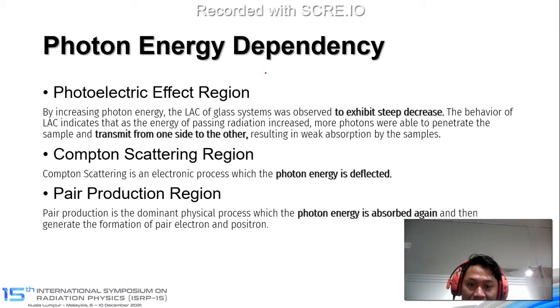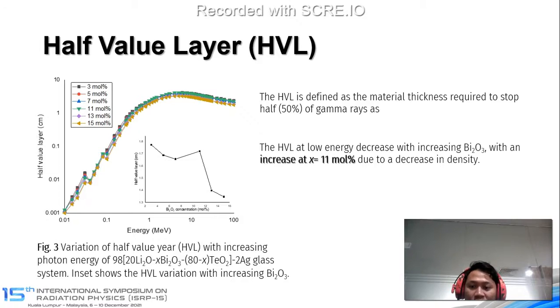For the photon energy dependency, we can see the LAC decreases at first in the photoelectric effect region. It is due to the transmission of photon energy. And then in Compton scattering, we can see that it is actually constant and also at a low value, because the photon energy is deflected, and for pair production, it is increased. From the drop at the Compton scattering region, the LAC increases at the pair production region due to the photon energy which is absorbed again.